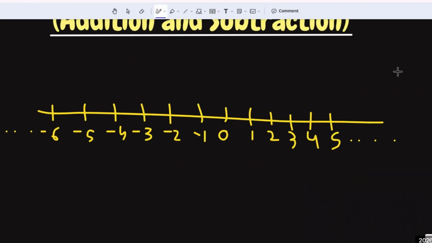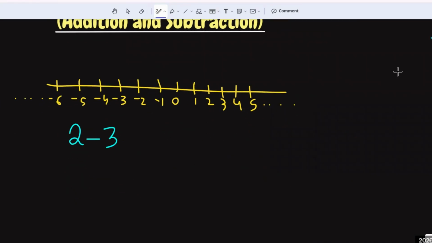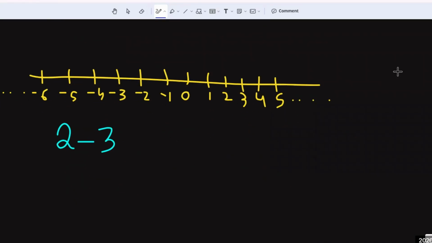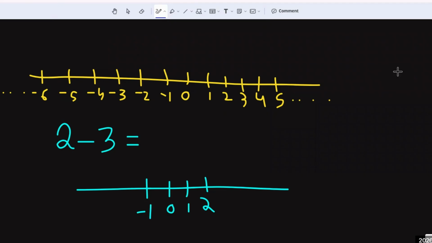So let's suppose we have a question, 2 minus 3. First digit is 2, right? You need to plot 2 on the number line. And now you need to subtract 3, which means you need to move 3 units left. 1, 2, 3. That's it. Now look, before the 2 you have 1, and this is 0, and this is -1. So my answer is -1.